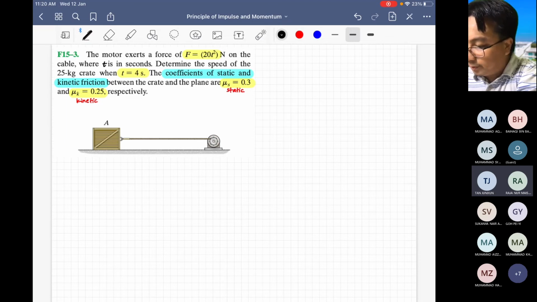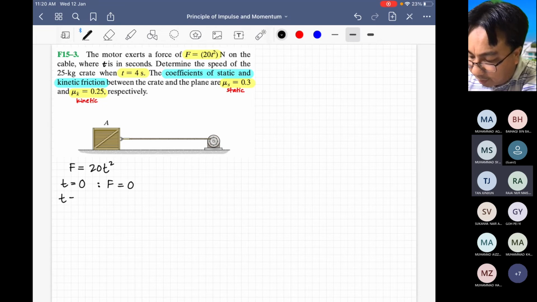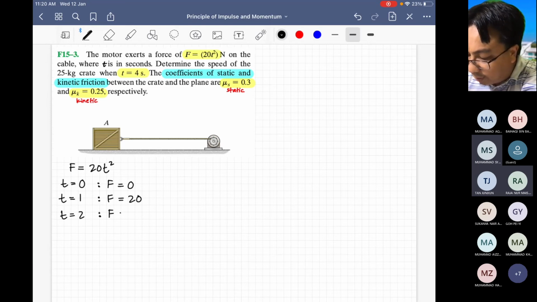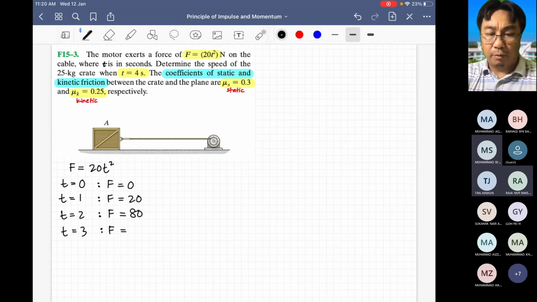Let's look at the force yang di-apply. Tadi saya bagi tahu force F sama dengan 20 T square. T sama dengan 0, F sama dengan 0. T sama dengan 1, F sama dengan 20. T sama dengan 2, F sama dengan 20 darab 4, 80. T sama dengan 3, F sama dengan 20 darab 9. Berapa 20 darab 9? 180.